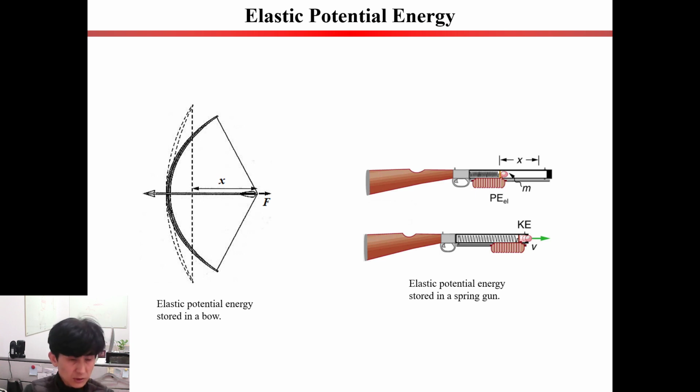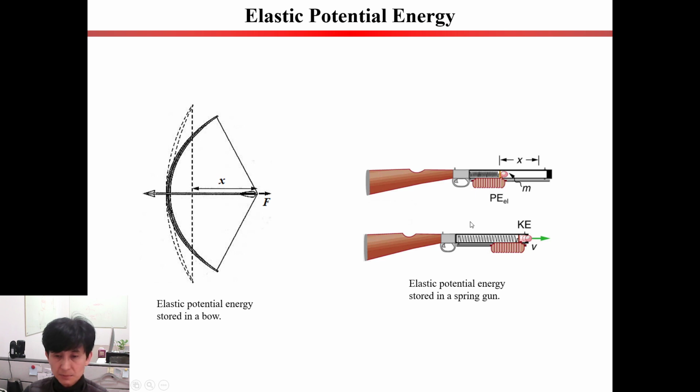Elastic potential energy is stored in a bow if you pull an arrow that is attached to the bow, and if you release it, the potential energy stored in the bow system will generate kinetic energy for the arrow connected to the bow.